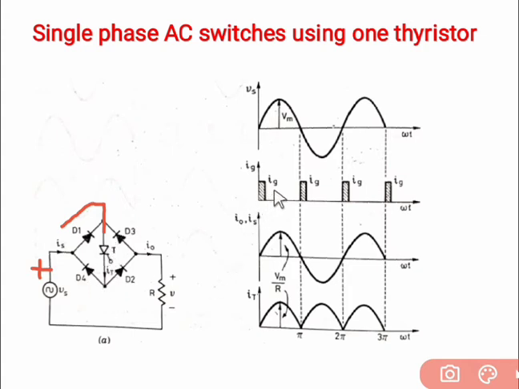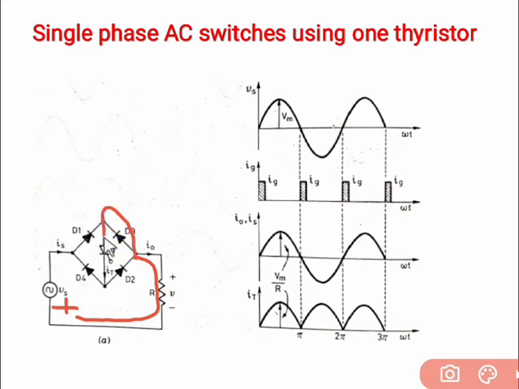If we apply the gate signal Ig to the thyristor at this point, thyristor T will turn on and current flows from thyristor anode to cathode. At this point, diode D4 is in reverse bias conditions. Now current will flow from D2 to the load to the source. This is for the positive half cycle. Now in the negative half cycle, this becomes positive, so current will flow from this point through the load. At this point, D2 is in reverse bias condition.